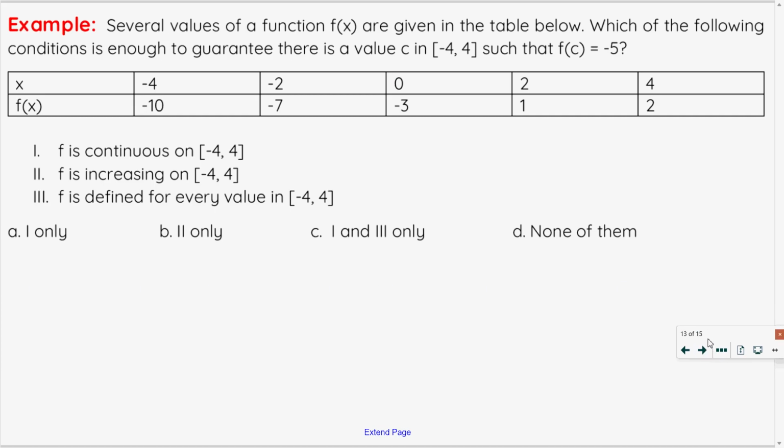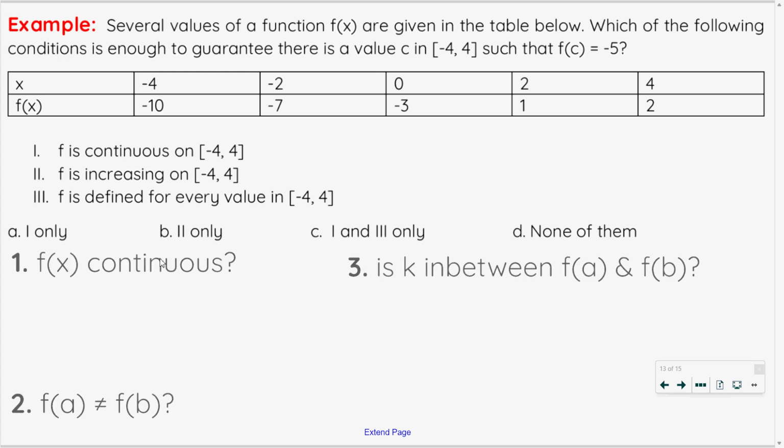Okay, one last question here, and this is a typical type of question that you might see on the AB exam. Several values of a function f of x are given in the table below. Which of the following conditions is enough to guarantee there is a value C in the interval -4 to 4 such that f of C is equal to -5? Okay, so let's go through our requirements. Requirement number 1 is f of x continuous. It doesn't say anywhere in that question that f of x is continuous.